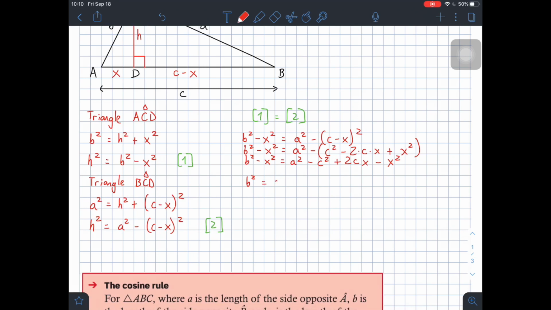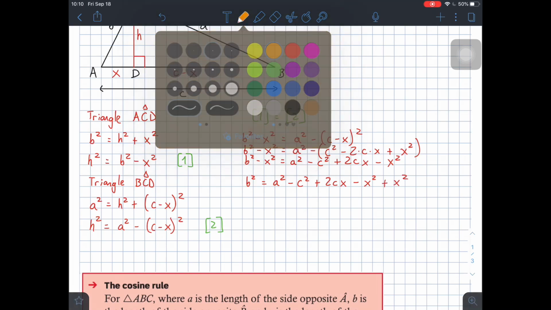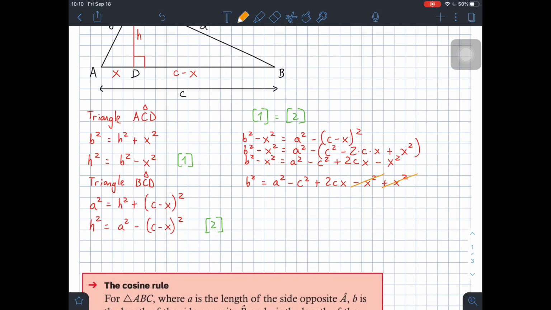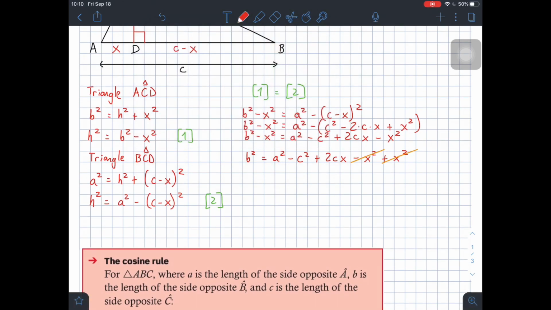So b squared is equal to a squared minus c squared plus 2cx minus x squared plus x squared if we take it to the other side. So we see that this term simplifies right here, okay? Then what else can I do here? I'm going to take all of these terms to this side just to have all of the terms positive, okay? So I'm going to have it this way.